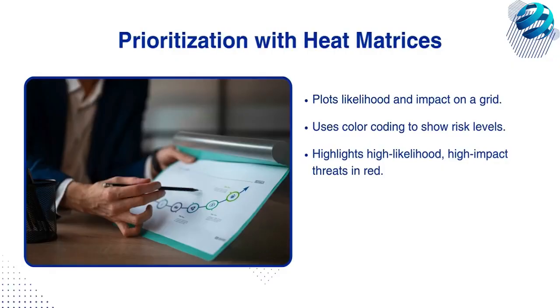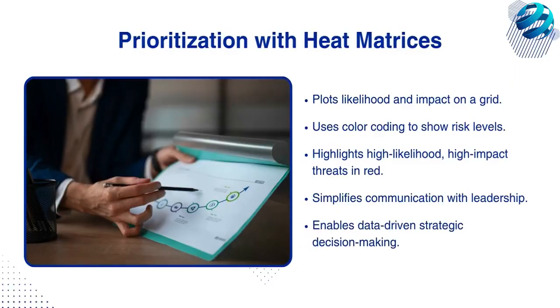A risk that is both highly likely and has a high impact will land in a red square, signaling that it requires immediate attention and resources. This tool is invaluable for communicating with leadership, as it cuts through the complexity of the risk register and presents a clear, data-driven picture of the organization's most significant threats, enabling informed and strategic decision-making.